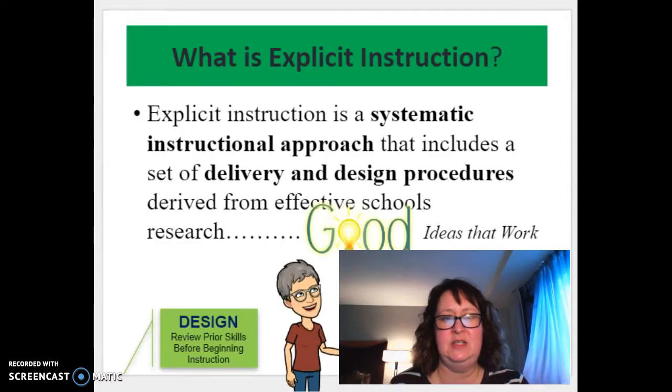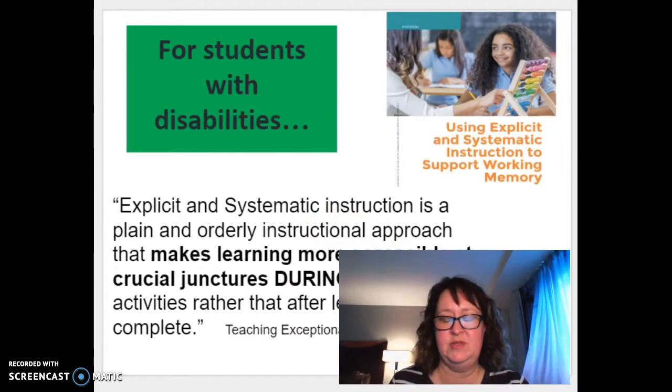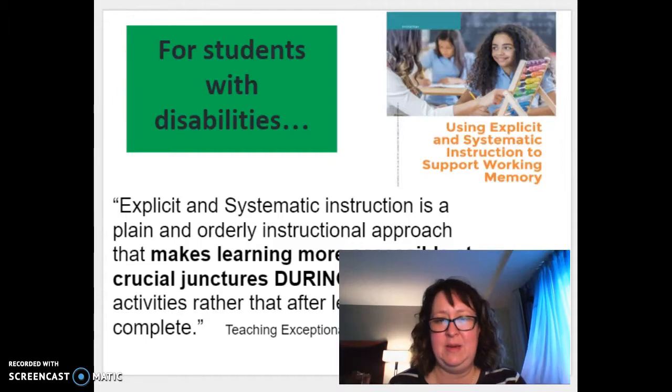So what is explicit instruction? According to the definition by Anita Archer in Ideas at Work, explicit instruction is a systematic instructional approach that focuses on the delivery and design procedures based on good research. And for students with disabilities, we know this is best practice. There was a fantastic article in Teaching Exceptional Children. You can see the picture of the article there.